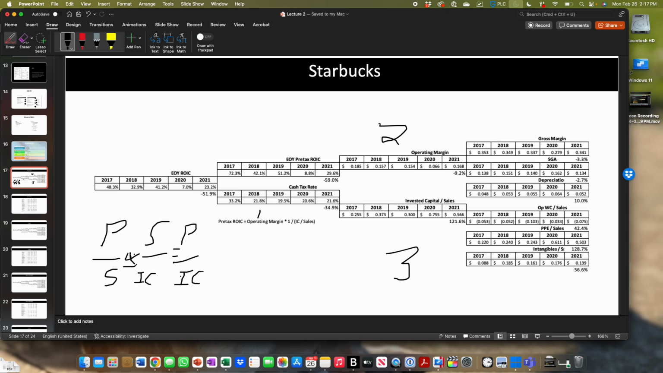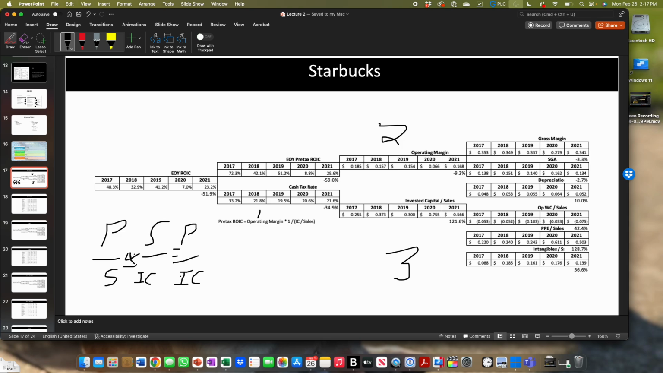Once you've covered all of that, second level analysis, you summarize from right to left. Summarizing, a big increase in PP&E to sales from 22 to 50 was the primary reason the invested capital worsened from 25.5 to 56.6, which is the primary reason that the pre-tax ROIC fell from 72 to 29.6, although it was also hurt by a slight drop in gross margin from 35 to 34, which did hurt the operating margin by 9%.